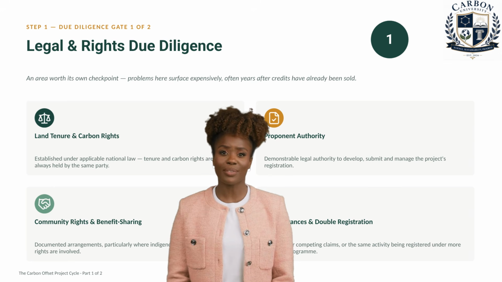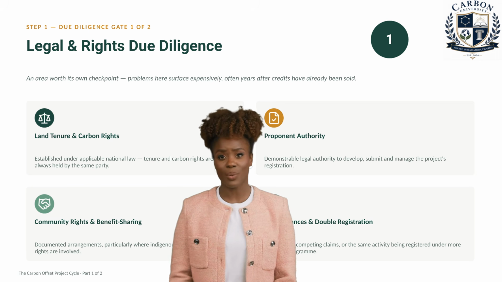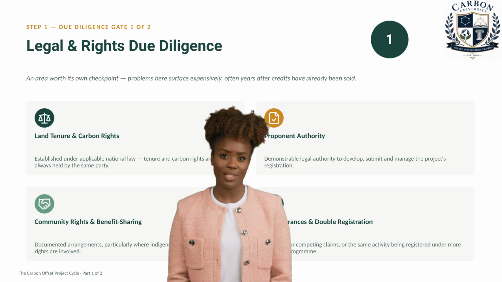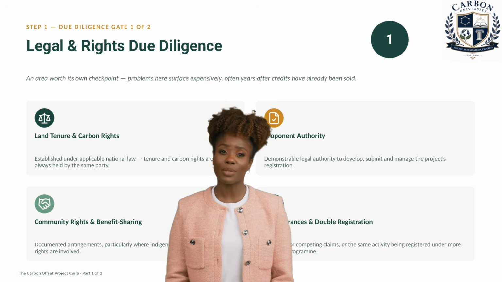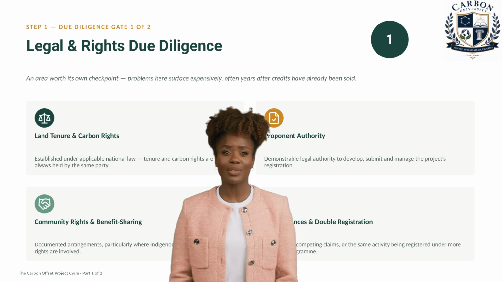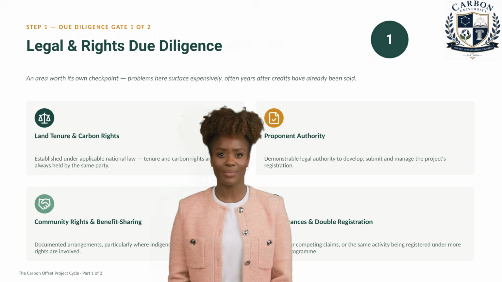Before going much further, we need to stop at a dedicated legal and rights gate. Land tenure and carbon rights need to be established under applicable national law. These are not always the same thing. The project proponent needs demonstrable authority to develop and register the project. Community rights and any benefit sharing arrangements need to be documented, particularly where indigenous or traditional land rights are involved. And developers should actively check for prior encumbrances, competing claims, or the risk of the same activity being registered under more than one program at once.